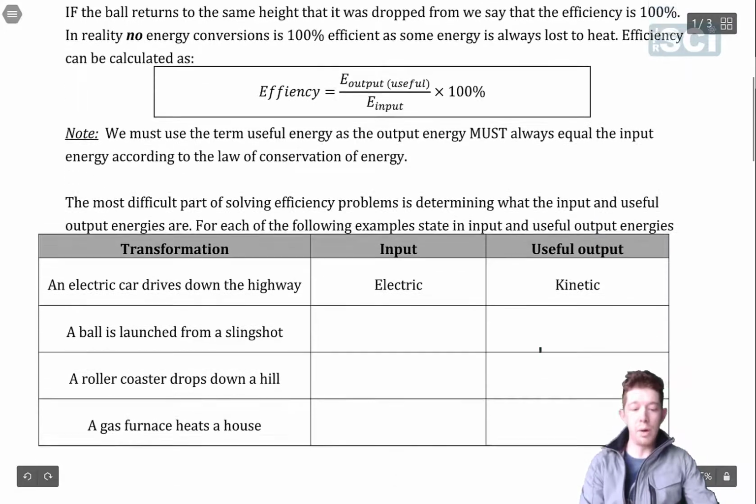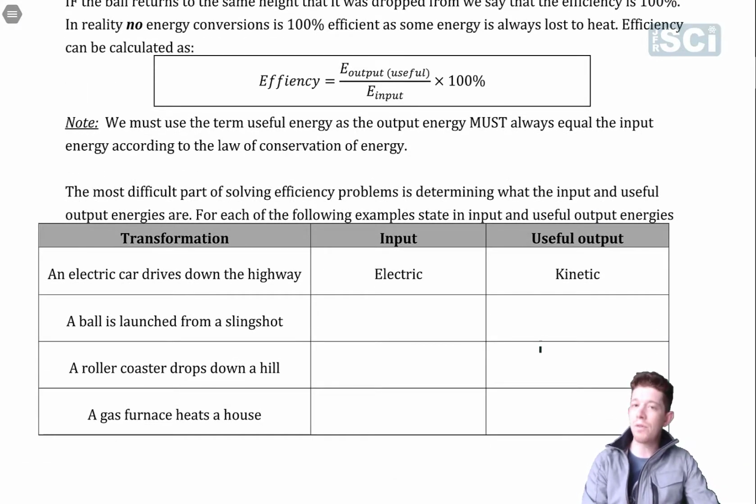Okay, so what I want us to think about is the input versus the output energies. This is pretty much the hardest part of calculating efficiencies, identifying the input energy compared to the output energy. I have an example here where it says an electric car drives down the highway. In that case, the input energy is our electric energy. It comes from the batteries. And then the output is the kinetic energy that causes my car to start to move. So again, pause the video, see if you can identify the input and output energies for the rest of these transformations that are occurring in this table.